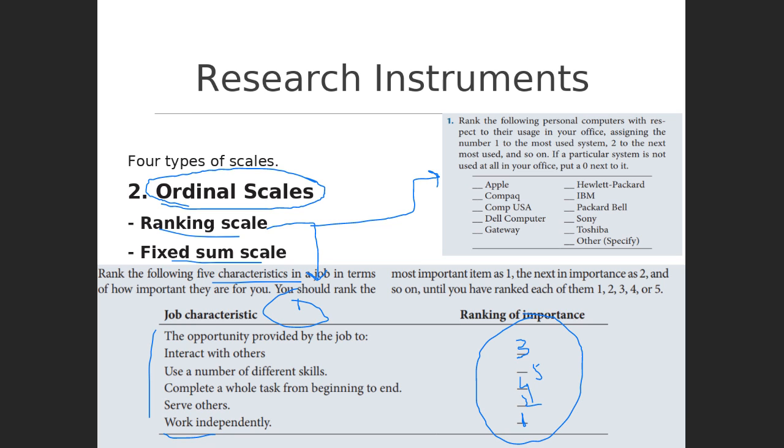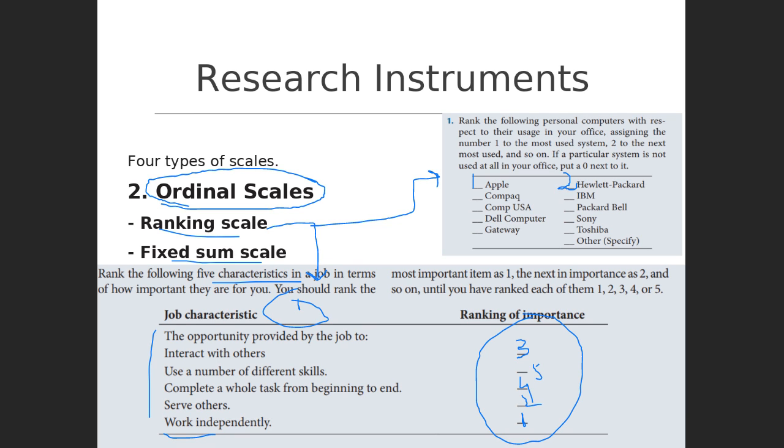The second example here required respondents to rank personal computers used in their offices from mostly used to the least used. So, for instance, maybe in most of the offices, Apple is the mostly used personal computer. HP may be the second most used personal computer, and subsequently you can rank the usage of computers in your offices depending upon their usage rates.